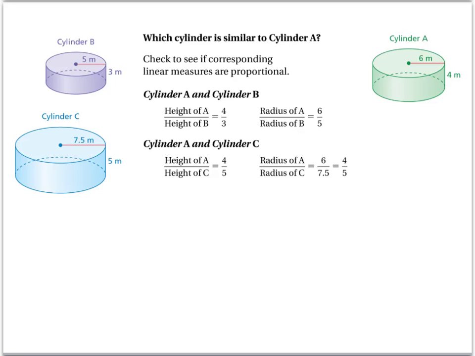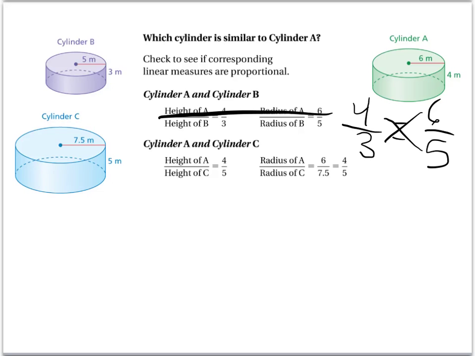Which are proportional? Basically is 4/3 proportional to 6 over 5. And you could do this a couple ways. 6 times 3 is 18. 4 times 5 is 20. So, no, these are not proportional.